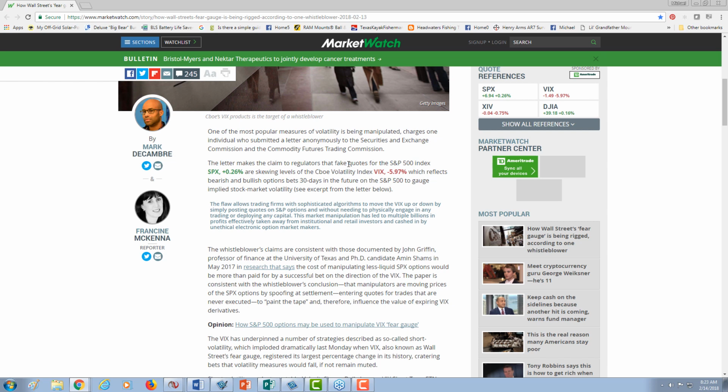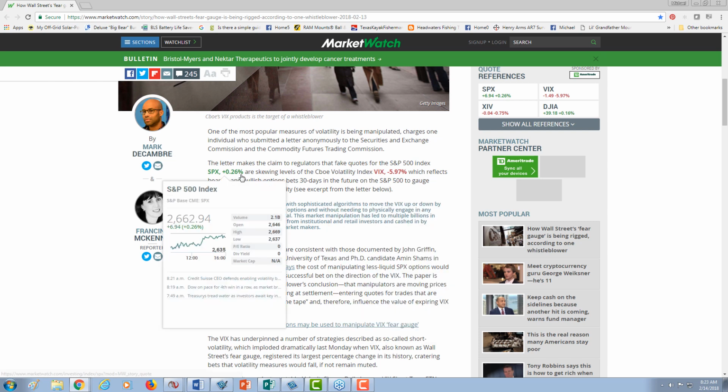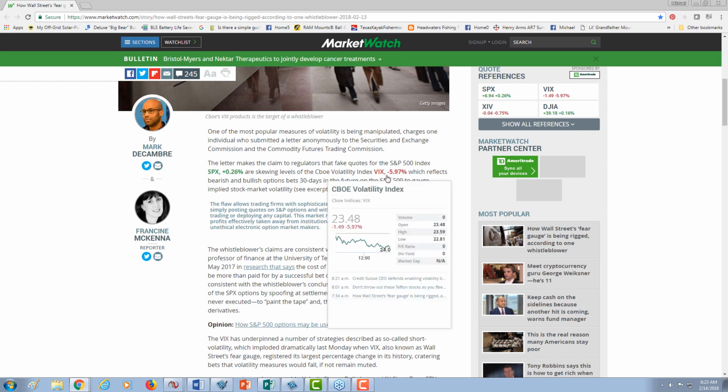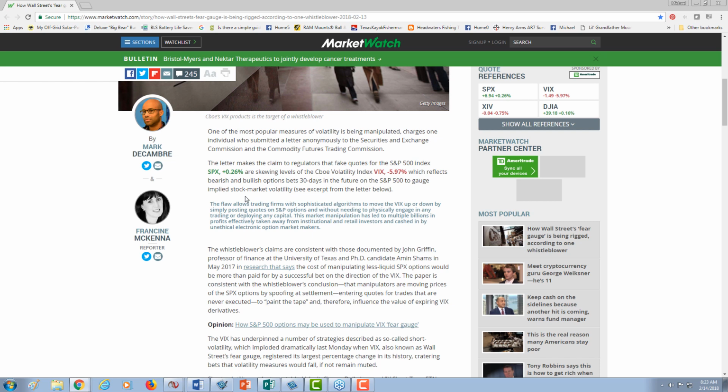The letter makes the claim to regulators that fake quotes for the S&P 500 index, SPX, are skewing levels of the CBOE volatility index, which reflects bearish and bullish options bets 30 days in the future to gauge implied stock market volatility. The flaw allows trading firms with sophisticated algorithms to move the VIX up or down by simply posting quotes without needing to physically engage in any trading or deploying any capital. The whistleblower's claims are consistent with those documented by John Griffin, professor of finance at the University of Texas, and PhD candidate Amin Shams in May of 2017, in research that says the cost of manipulating less liquid SPX options would be more than paid for by a successful bet on the direction of the VIX.